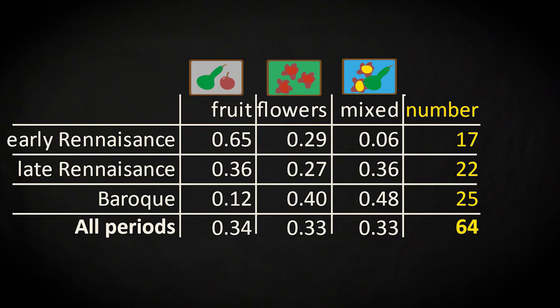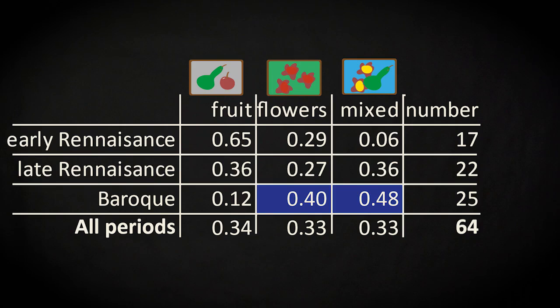Now you can clearly see in my example that indeed in the early Renaissance more fruits were being painted, whereas in the Baroque flowers and mixed displays were more popular. The late Renaissance shows an intermediate pattern.